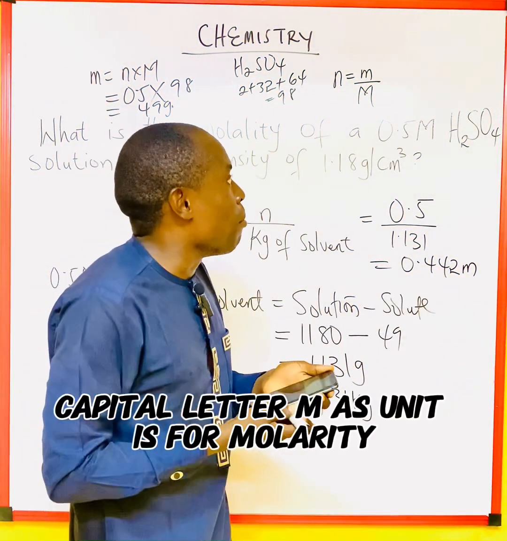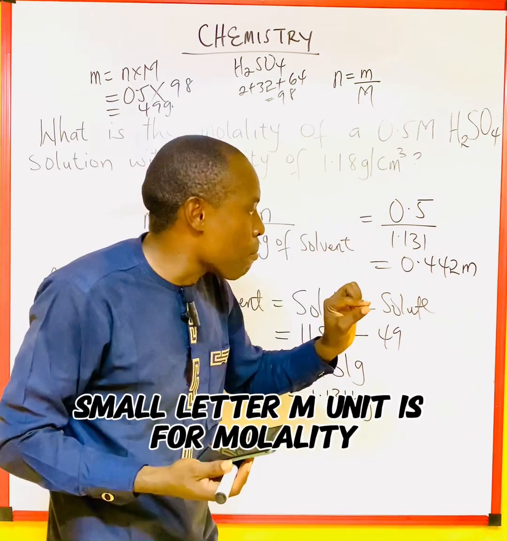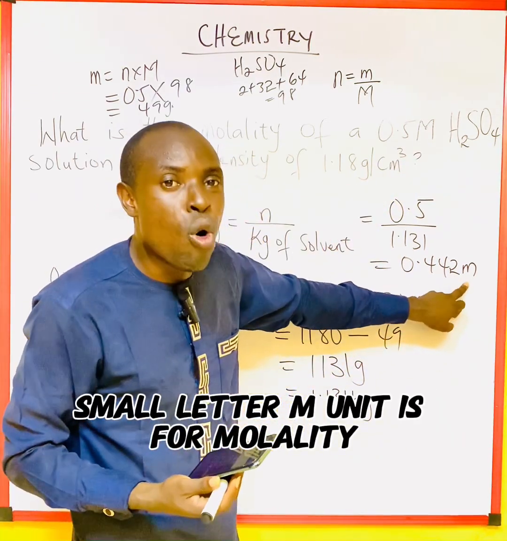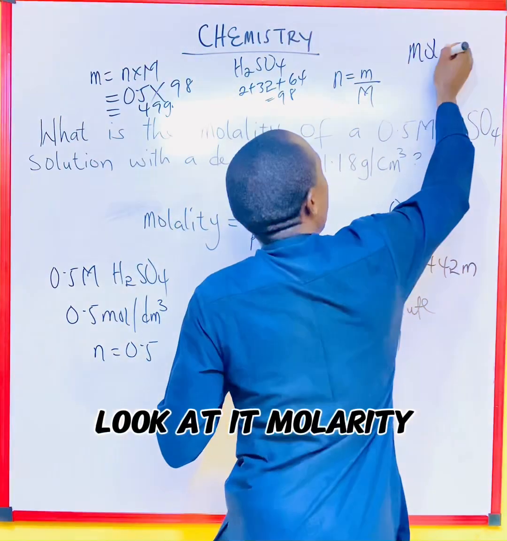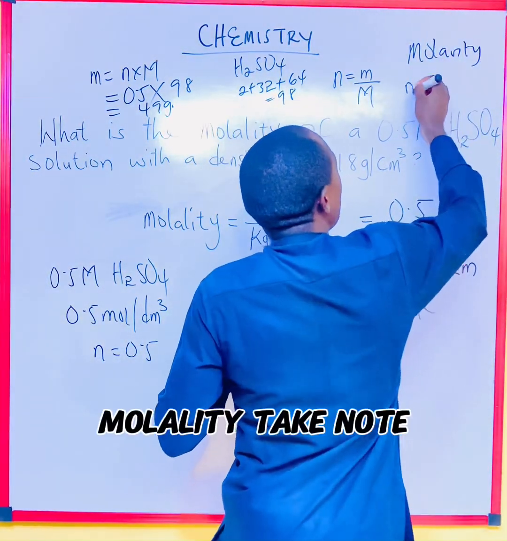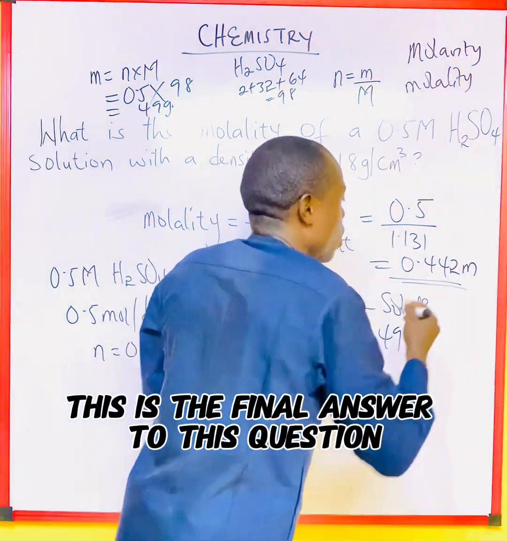Capital letter M as unit is for molarity. Small letter m unit is for molality. Look at it. Molarity. Molality. Take note, this is the final answer to this question.